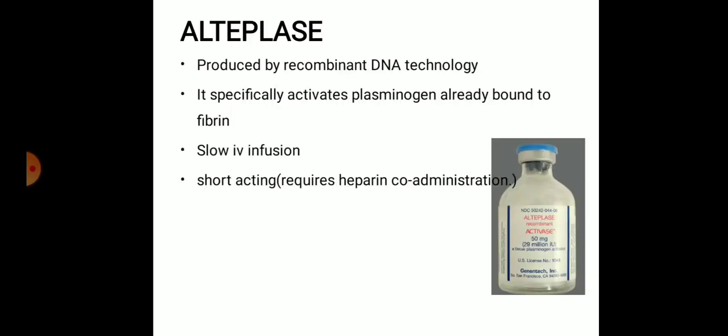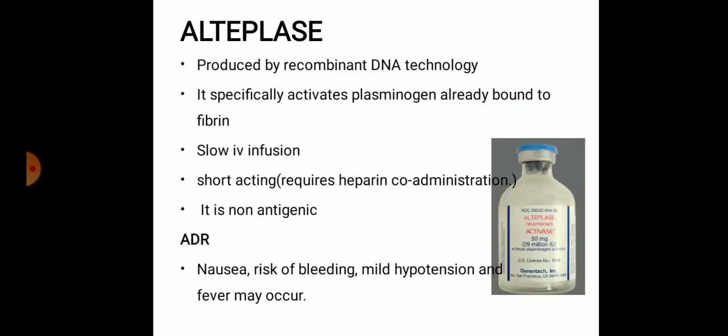It is given as a slow IV infusion, and it is a short-acting drug. It acts for a short period, so we always require co-administration of heparin so that re-infarction or re-thrombus formation can be prevented. It is non-antigenic. Adverse effects: nausea. There is a mild risk of bleeding because heparin is co-administered, mild hypertension and fever. Reteplase is a long-acting drug and it can be given as a bolus dose and it does not require heparin co-administration. That is the main advantage of reteplase.